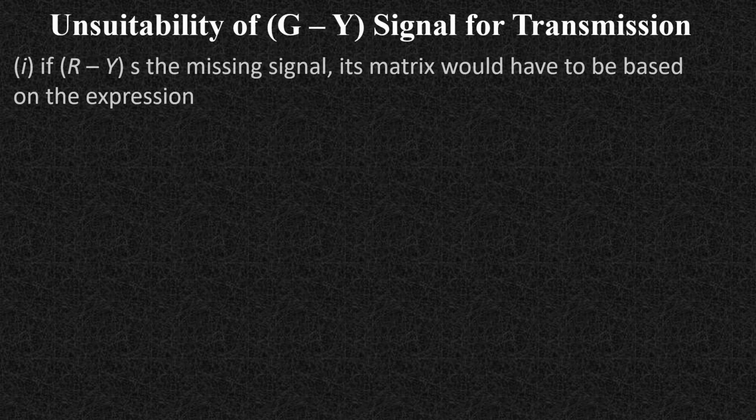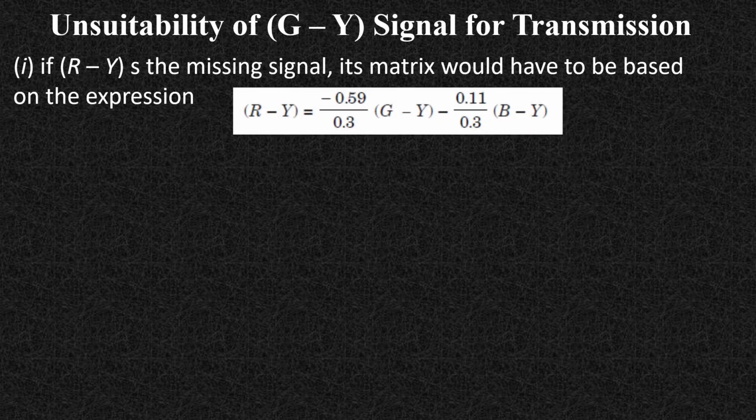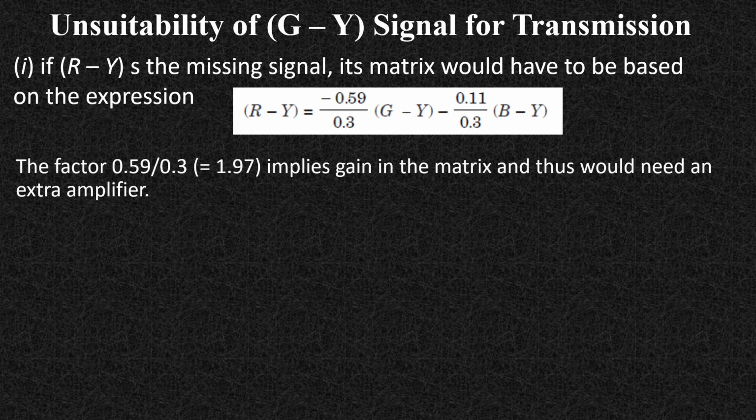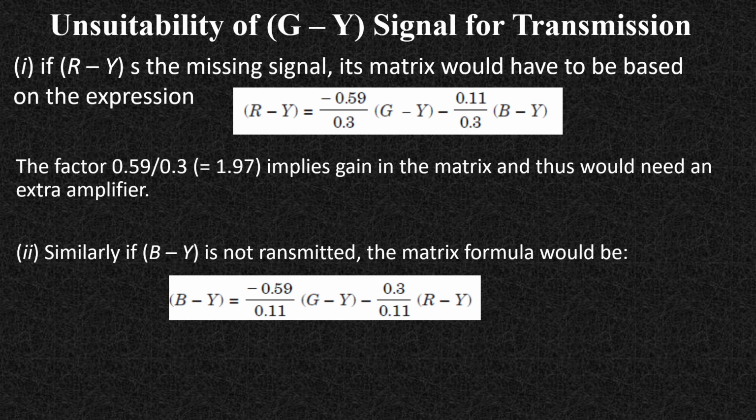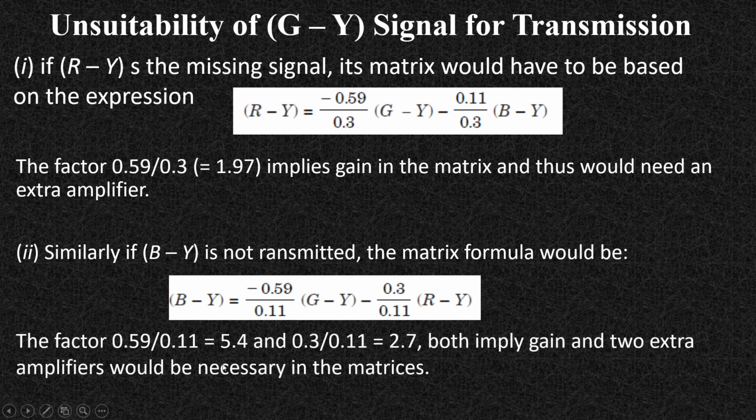So you can see here, if R minus Y is the missing signal, its matrix would have been like the expression 0.59 divided by 0.3 (G minus Y), 0.11 divided by 0.3 (B minus Y). We have already seen that extracting R minus Y needs 1.97, which implies gain in the matrix and thus would need an extra amplifier. Similarly, if you are not sending B minus Y, this factor we have calculated is 5.36, about 5.4, and this is 2.7. Both imply gain, and you need extra amplifiers to get that much gain.